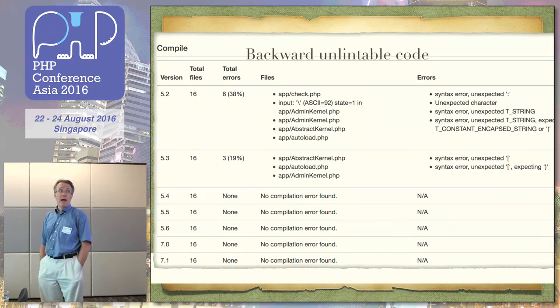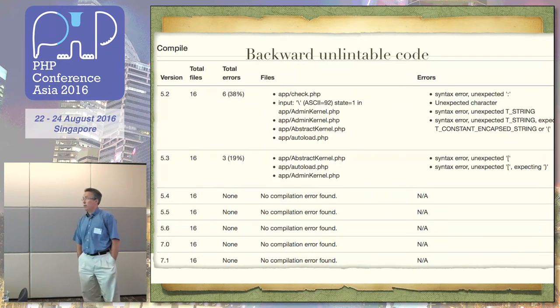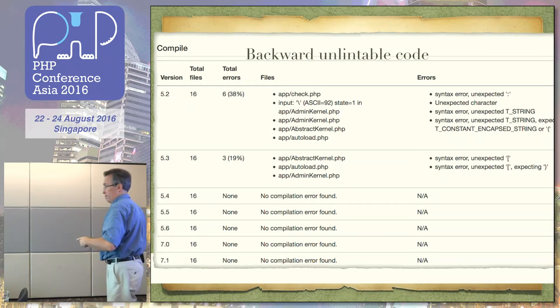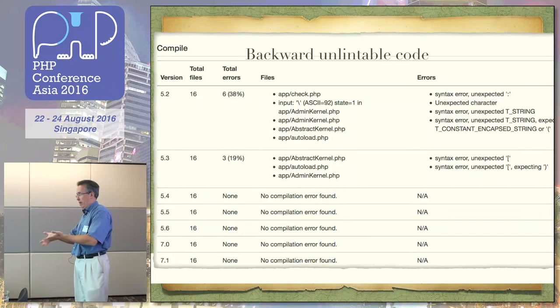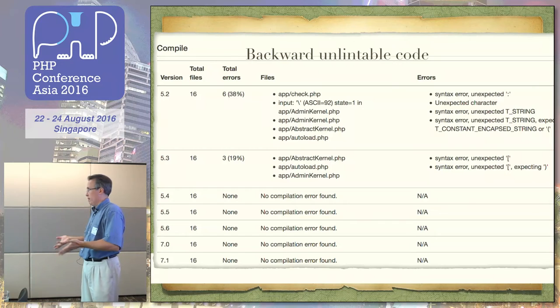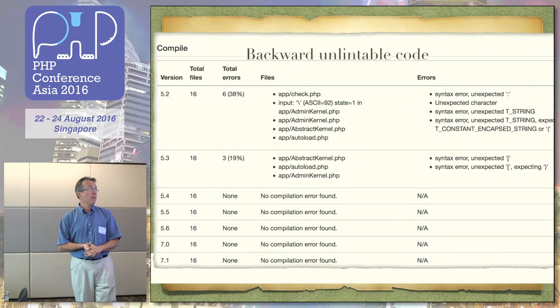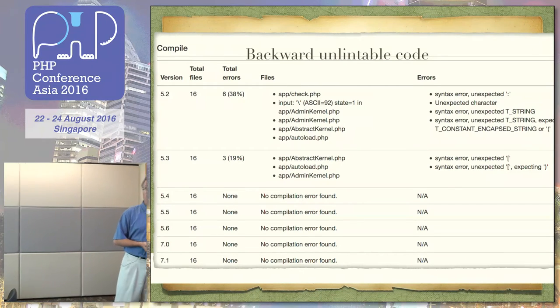Do you know what's happened to the backward incompatibility here? What is the main feature that appeared between 5.4 and 5.3? Yeah, short array syntax. And we can guess that from the syntax error here, unexpected bracket. So at some point PHP says, I'm trying to understand why this bracket is there. In 5.4 it's OK, but in 5.3 it's gone. I cannot support that. So probably at some point they decided to start using the short array syntax.